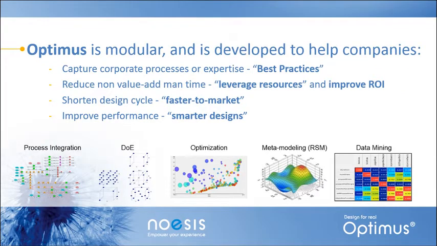Optimus is a modular software, so you are able to select those modules that make the most sense for your application. We have a few of the modules listed below: process integration, design of experiments, optimization, surrogate modeling or meta modeling, and data mining. Robustness and reliability is another package that we don't have listed here. All of these modules together give you the ability to do just what we said before: reduce your design time and increase your design performance.